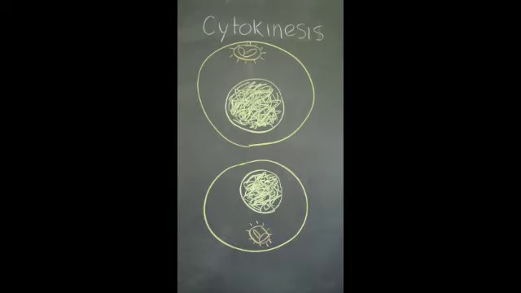Cytokinesis. During this phase, the cytoplasm is divided. A cleavage furrow will form, separating the two daughter nuclei and forming two completely new cells. Each cell now has half the material of the original cell.